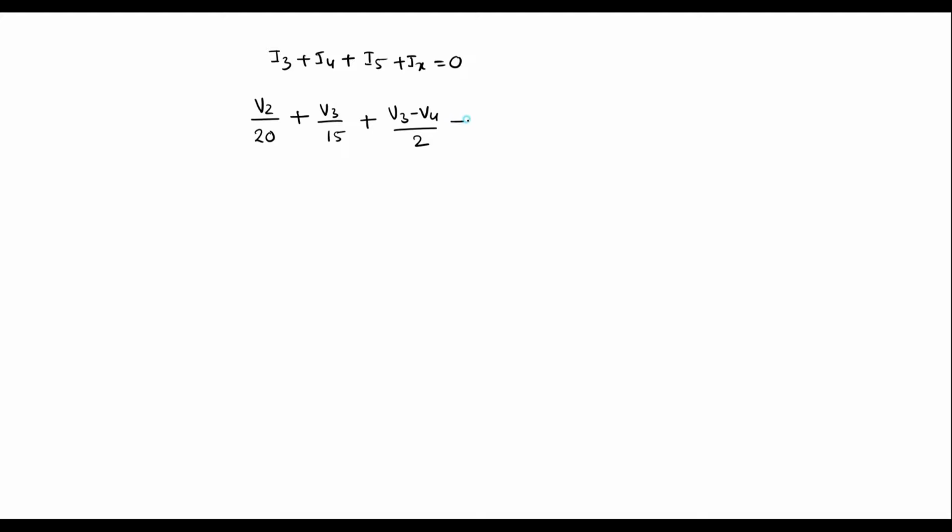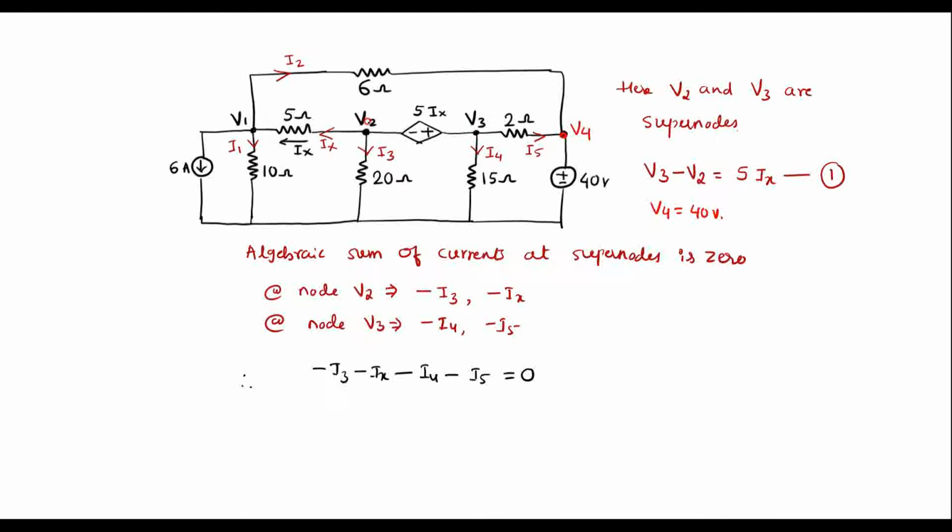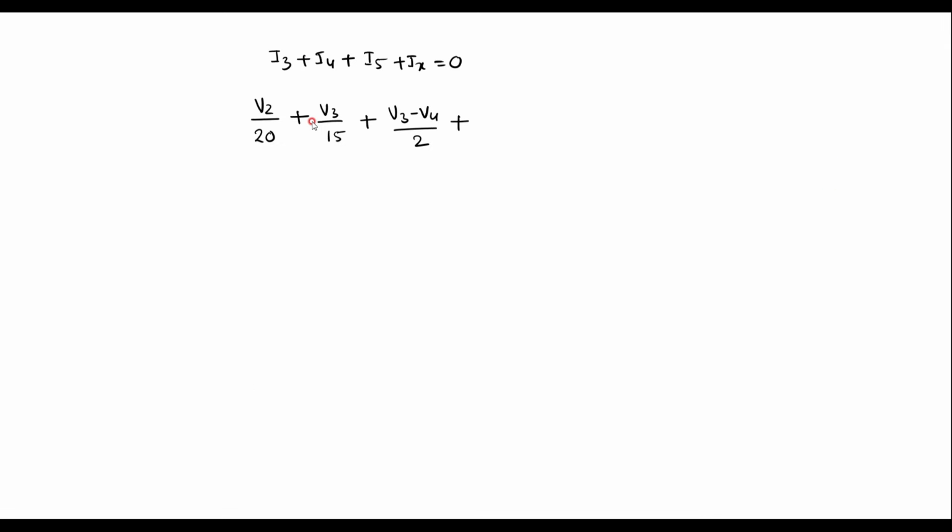Similarly, Ix is nothing but V2 minus V1 divided by 5. So we have V2 minus V1 divided by 5 is equal to 0. Let me simplify this. Here we have V2 times 1 over 20 plus 1 over 5, plus V3 times 1 by 15 plus 1 by 2, minus V4 value, which is 40. So 40 divided by 2 is minus 20. The remaining term is minus V1 by 5, is equal to 0.